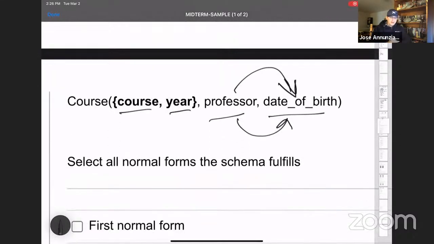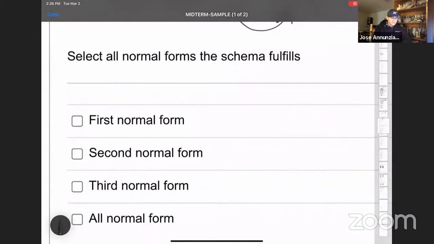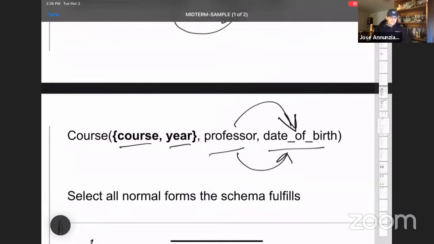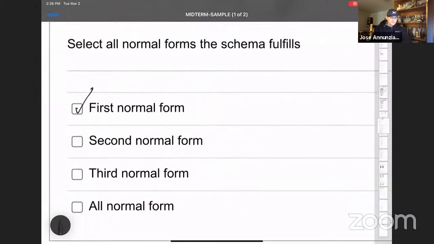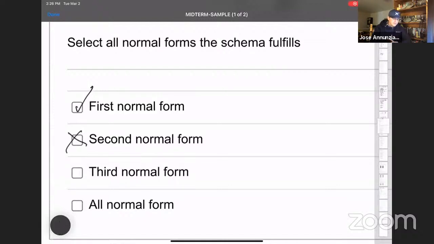So this question says, select all normal forms this schema fulfills. So it fulfills first normal form. Does it fulfill second normal form? Well, it doesn't, because it doesn't even depend on the whole key. So, I'm sorry, it does not. It doesn't fulfill second normal form. It doesn't fulfill third normal form either, because it should depend on nothing but the key. So really the only one that it fulfills is first normal form.